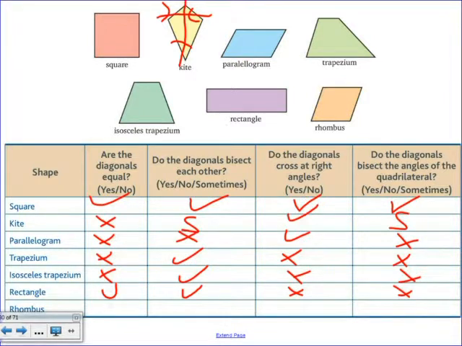Are the diagonals equal? No. Do they bisect each other? Yes. Do they cross at right angles? Yes. Do the diagonals bisect the angles? Yes. The reason they like the rhombus so much is because it's got a lot of qualities like a square does. Okay? Because it's a square pushed on its side. You will get a lot of questions on a rhombus.